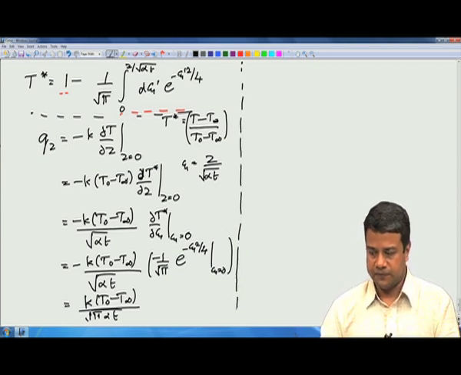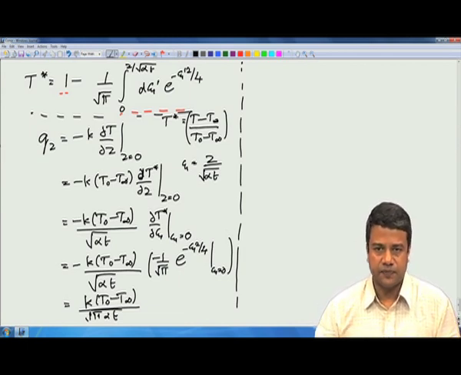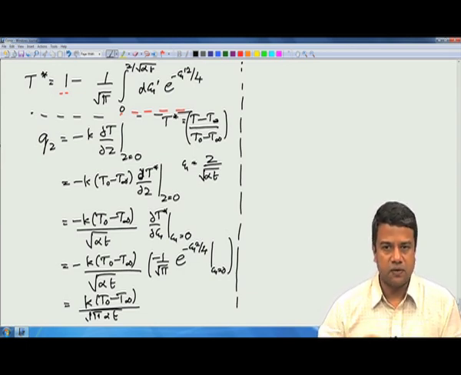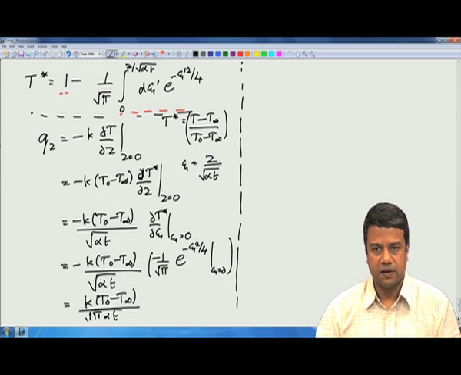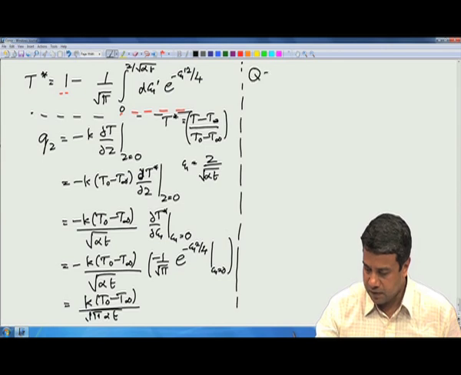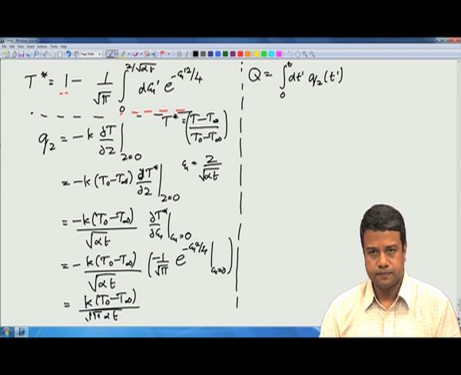Okay, from the surface. You can also find out what is the total heat that is coming out up to a certain time. How much heat has come out of the fluid up to a certain time due to this heating? That should be the amount of heat that you have to supply at the bottom, due to this heating. So, how much heat has come out? Q will be equal to the integral from 0 to t dt prime qz at t prime. And you can do this integral quite easily.